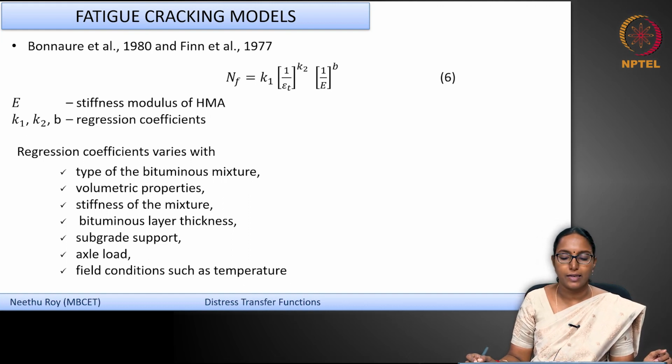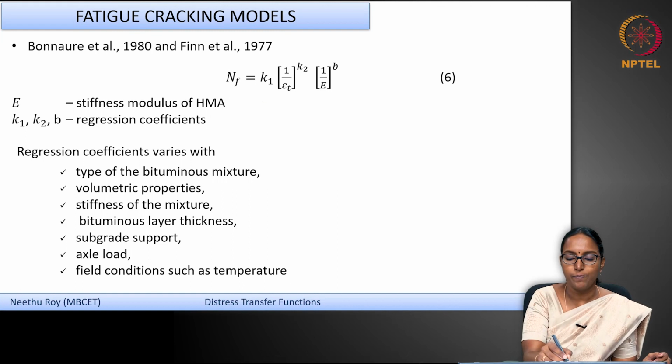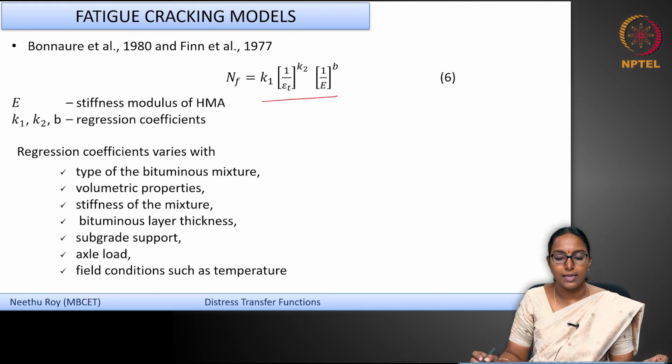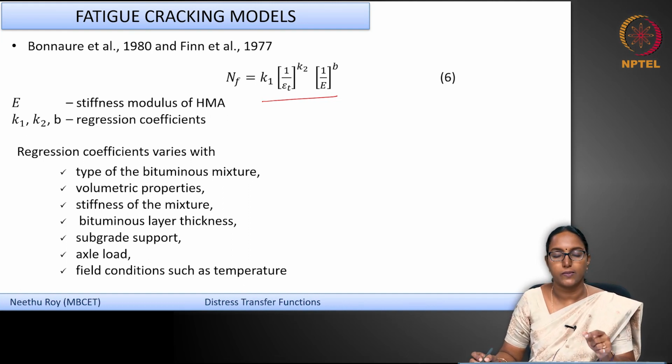So, again, the general expression is written here with K1, 1 by epsilon t raised to K2 and 1 by E raised to B. The coefficient is named as B by Finn et al. Where E is the stiffness of that bituminous mixture or hot mix asphalt, as written here, HMA, and K1, K2 and B are the regression coefficients.